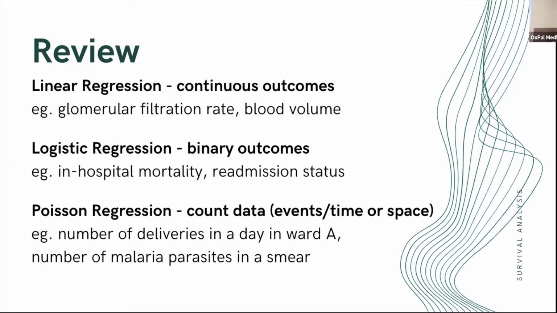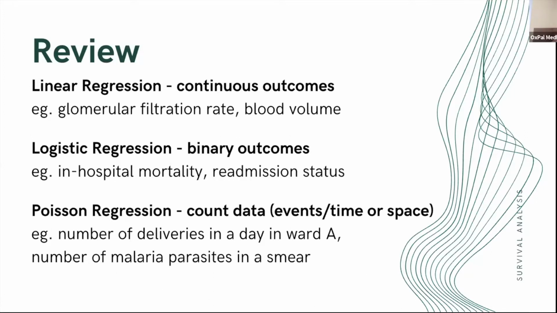And I'm not sure if you've been through Poisson regression, but this is another type of analysis that looks into count data. Count meaning how many events are happening as a function of time. So number of deliveries in a day in ward A, something like that. Looking into rate and the element of time, but it can also be related to space, such as the number of malaria parasites in a smear. But what's important is that so far in these types of analysis, the assumption is that the rate at which events occur is constant. So meaning you have the same rate throughout this analysis.